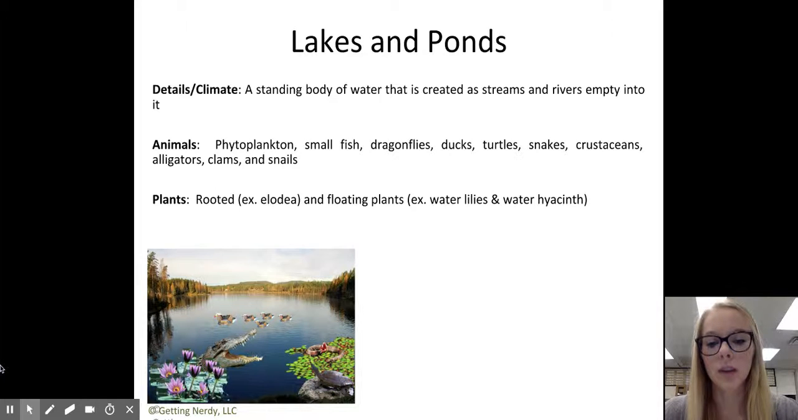Lakes and ponds are still bodies of water. Plants are either rooted or floating, and fish can be found swimming along with turtles and snakes. And depending on where you are at, you might also see an alligator.